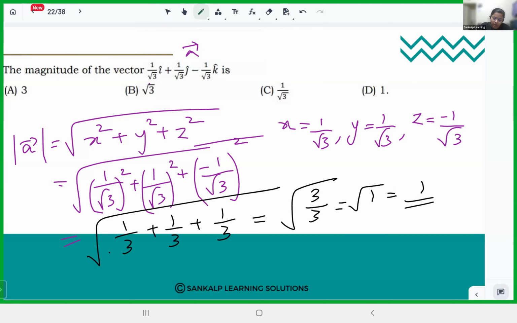So what is the value here? Option D. Option D. You know, root 3 into root 3 is nothing but 3, isn't it? So that's why I did it so fast. So what is the magnitude of the given vector? It is nothing but 1.